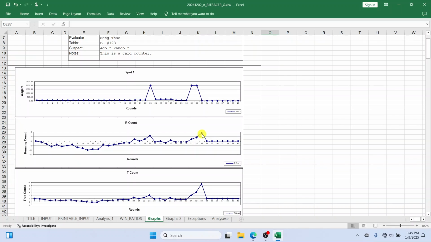But when the count goes back down, the player's wager also goes back down. When the count goes up again, the player increased their wager again. So this is a great indicator that this player is tracking the running count.